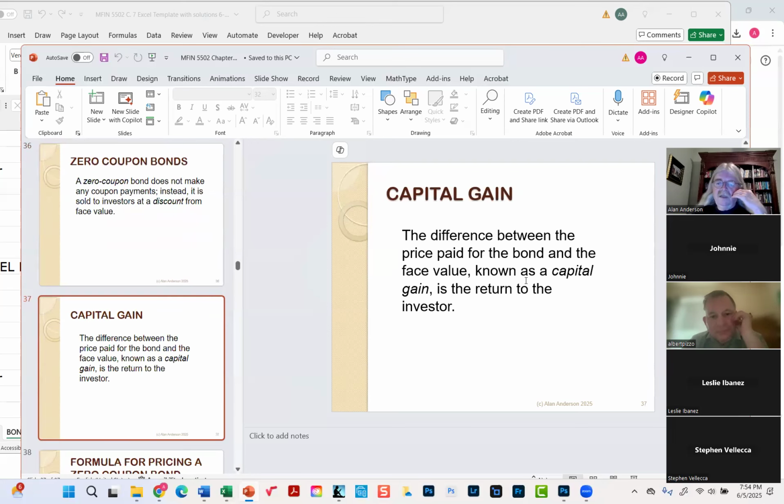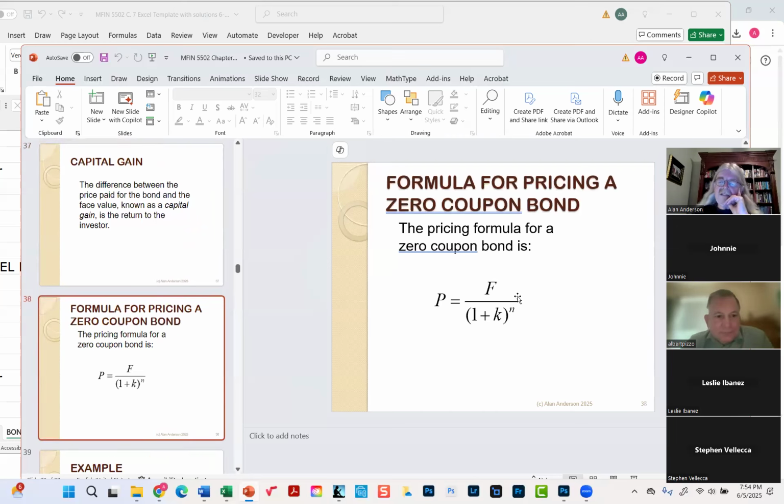And the strips market exists so that we can have longer maturity zero coupon bonds if we want to do that. The phrase capital gain, by the way, means that you sell an asset for a higher price than you paid for it. And that has tax implications. Usually capital gains are taxed at a lower rate than current income. So for certain types of strategies, this is done deliberately to look for capital gains instead of current income.